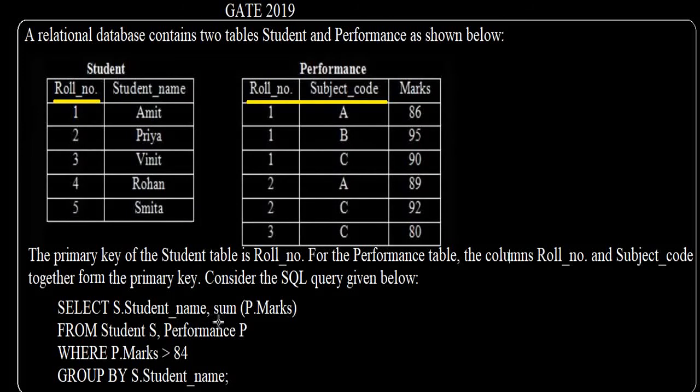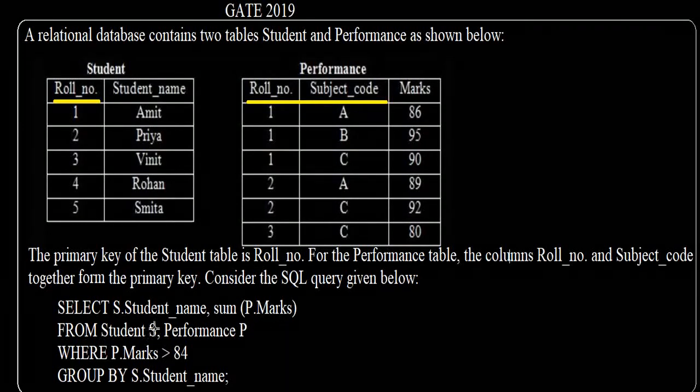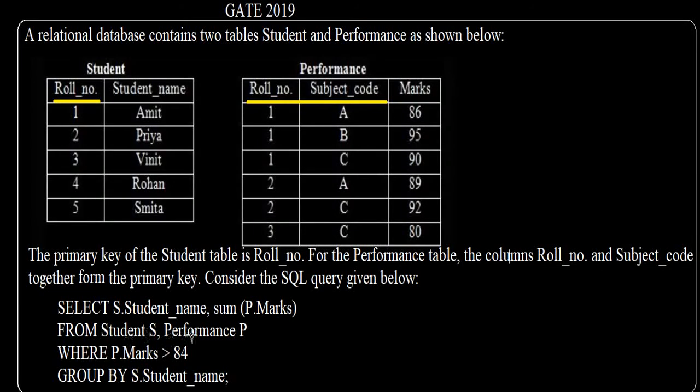Select s.student name, sum p.marks from student S. Okay, here S is an instance of the student table and P is an instance of the performance table. Both are joined in such a way that where p.marks is greater than 84, and here we want to group them by the student name.